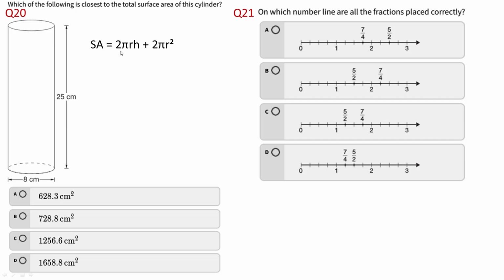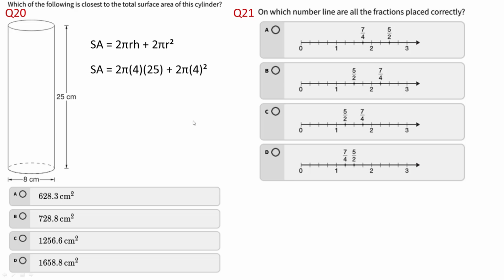So here's my surface area. So 2 pi r h plus 2 pi r squared. Now, the diameter is 8, so the radius would be half of that. So we're going to put 4 here. The h is the length of the cylinder, so 25 is going to go here, and of course 4 here again.